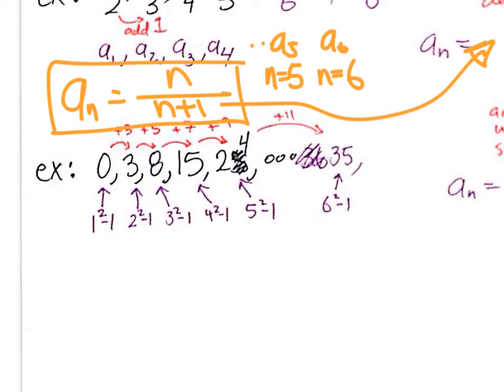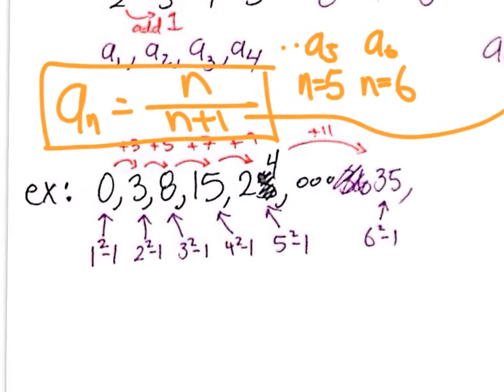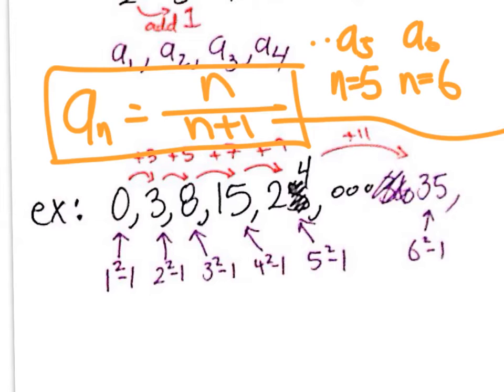Alright, next up. Oh, I wrote over some of my writing. So we have this sequence of numbers: 0, 3, 8, 15, 24. Your notes say 25 right here. That should be a 24. Would you cross it out? Oops. And so we're trying to recognize the pattern.